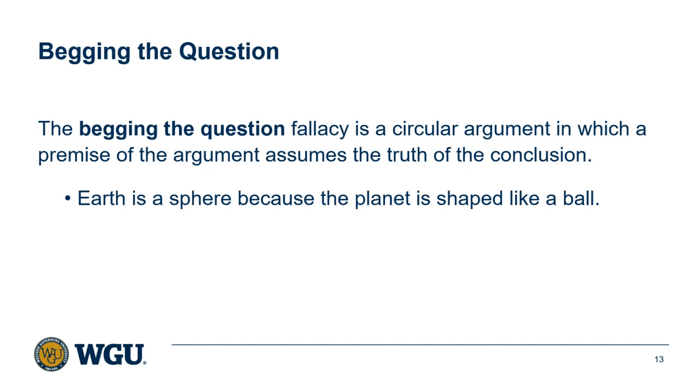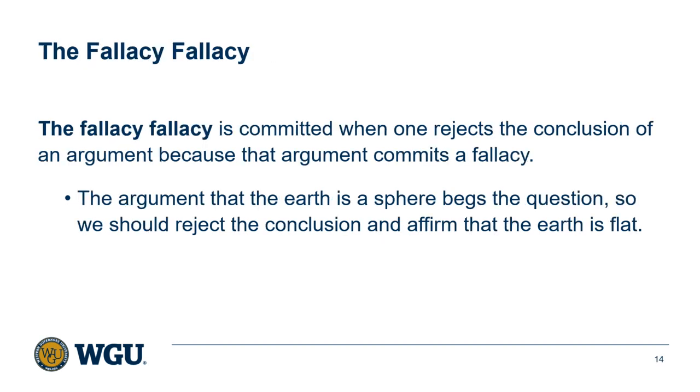Here are some examples of these informal fallacies. Begging the question is a circular argument in which a premise of the argument assumes the truth of the conclusion. Earth is a sphere because the planet is shaped like a ball. Notice this argument merely states the same claim twice. It gives no actual evidence or support for its conclusion.